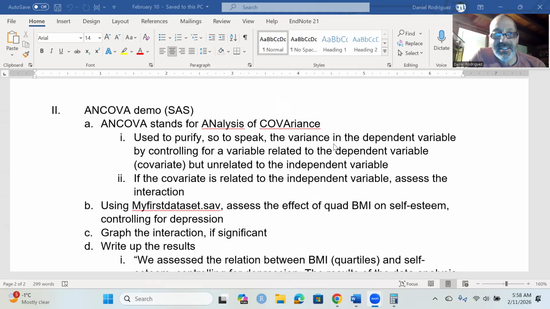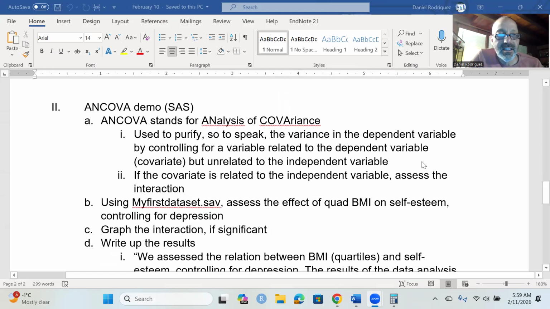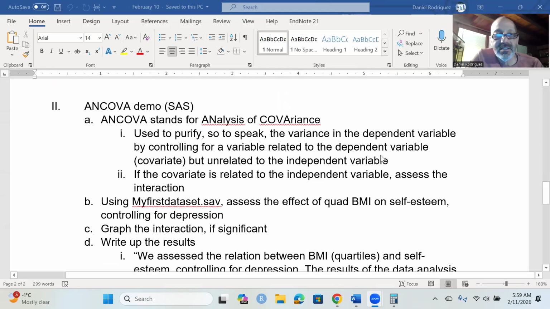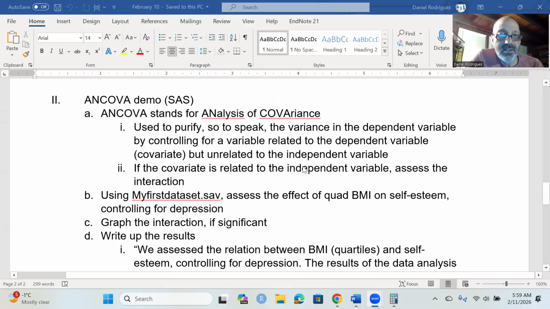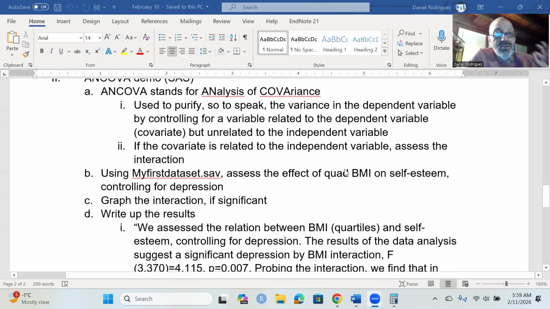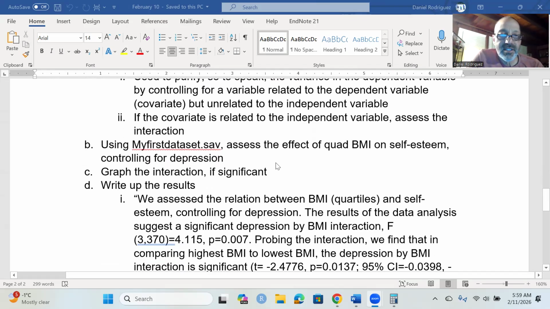The reason I say that is because we know confounding variables are related to both the predictor and the outcome. What we'd like is to have this variable only related to the outcome, not the predictor at all. In fact, that's one of the assumptions of ANCOVA, that it's not related to the independent variable. But it's okay if it is, and all you do is analyze that effect. So this is what we're going to do here. We're going to use my first data set. We're going to assess the effect of quad BMI on self-esteem, but we're going to control for depression.